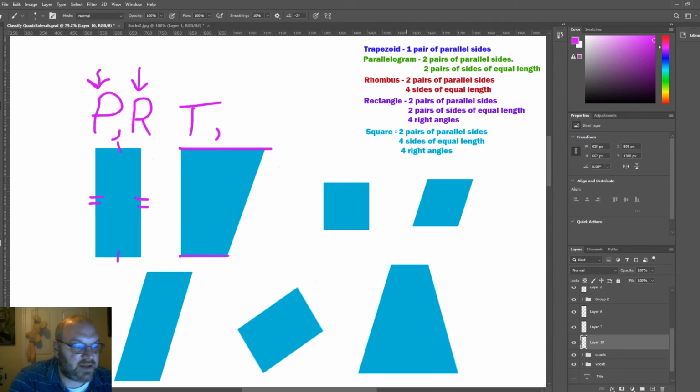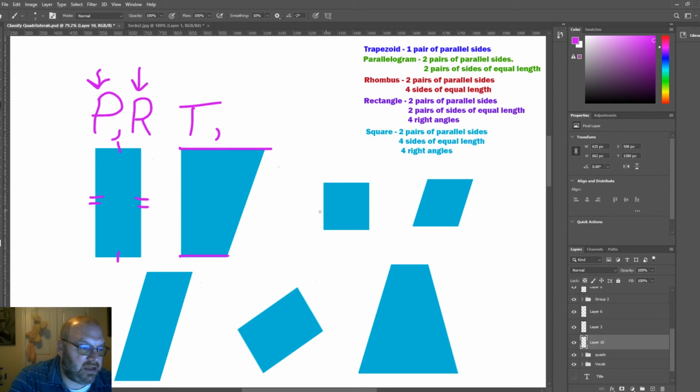Two pairs of parallel sides? Well, we just said no. So we don't even have to read on for parallelogram. We know it doesn't have two pairs of parallel sides. A rhombus, two pairs of parallel sides? Nope. Rectangle? Nope. Square? Nope. So it's just a trapezoid, and a trapezoid is always just a trapezoid. So if you see something that only has one pair, meaning a dog sock and a dog sock, one pair of parallel sides, it's going to be a trapezoid, and that's all it's ever going to be.